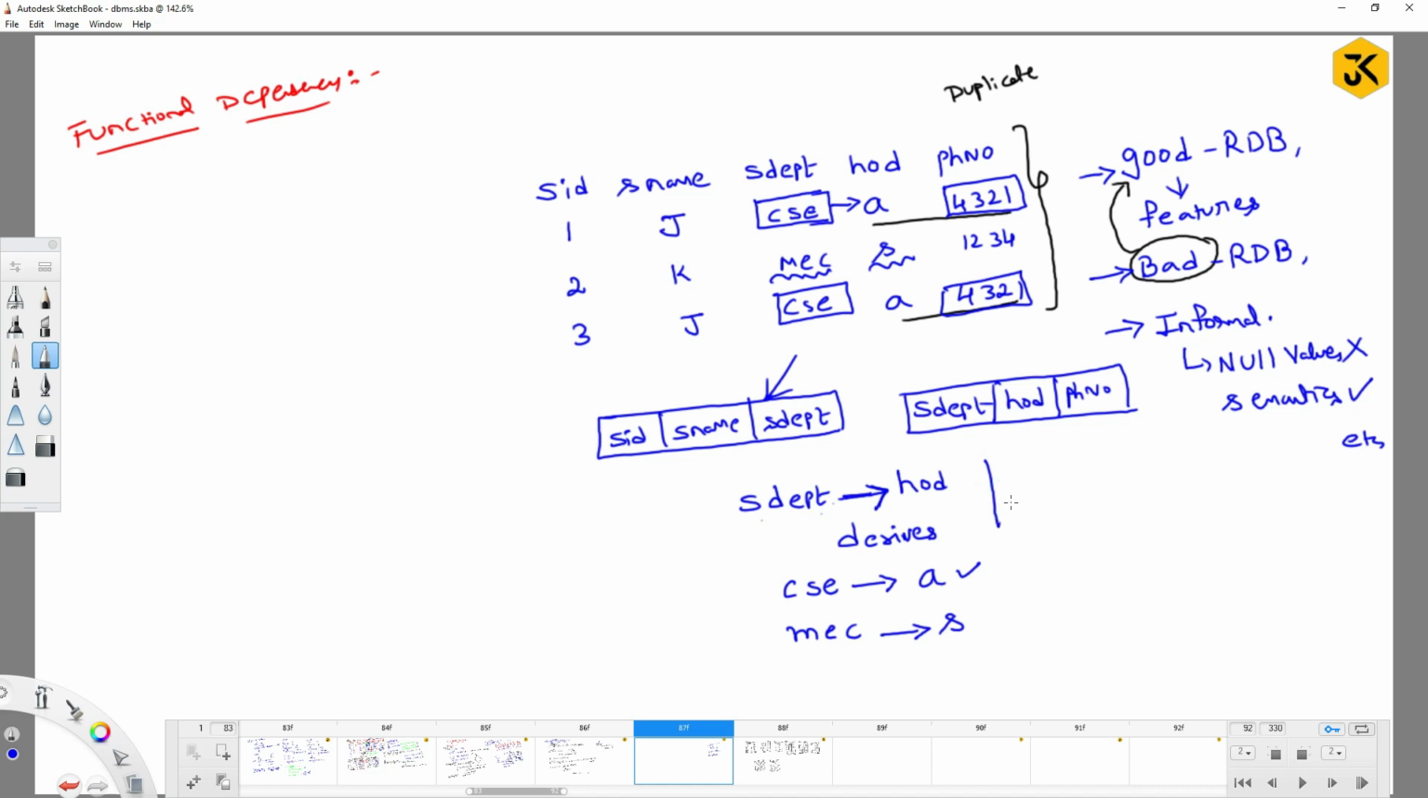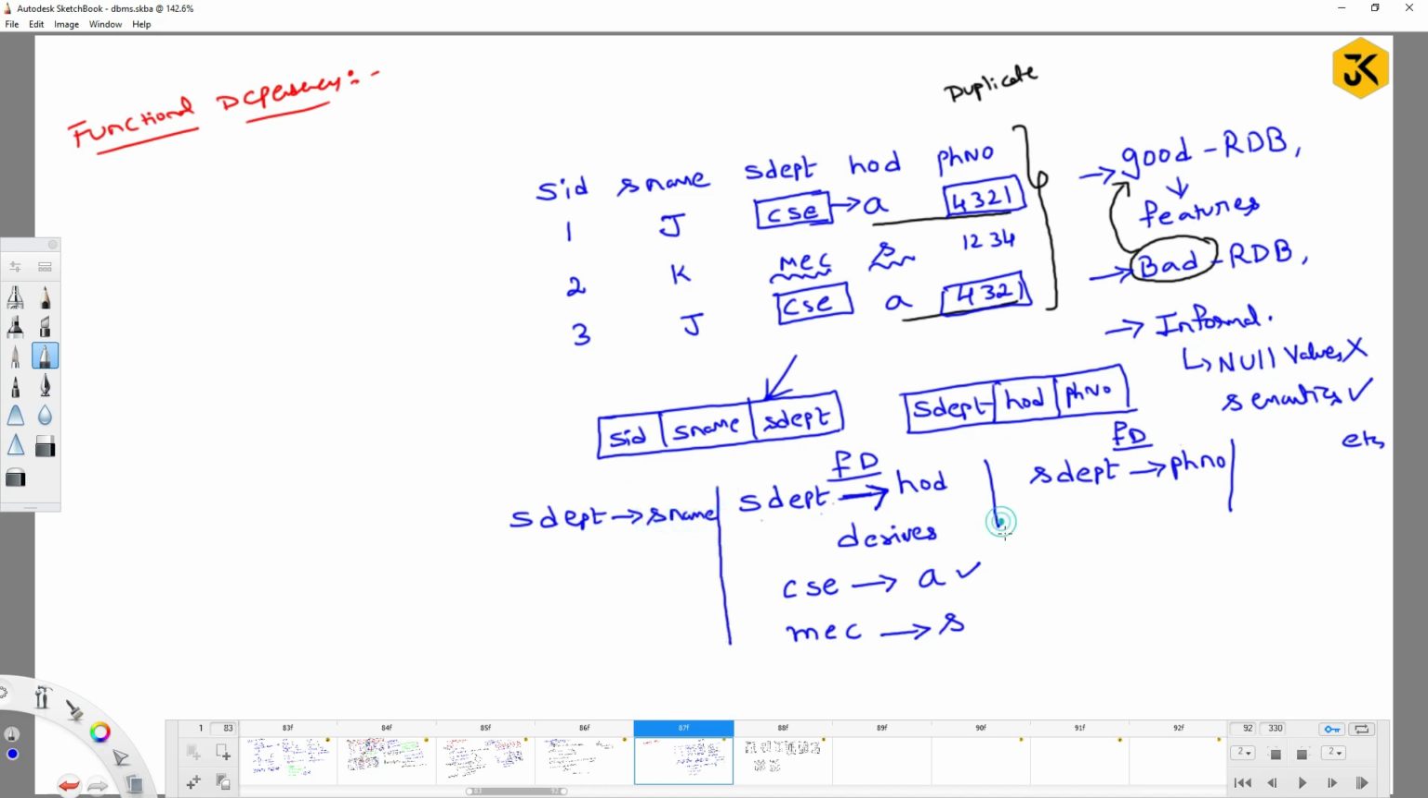Can I write another one? If I give student department name, can you derive phone number? Yes, I can derive the phone number. Or phone number is functionally determined by student department. I can call it like this, right? So I can call this a functional dependency, and this also I can call a functional dependency. Let me tell one more functional dependency. Student department derives student name.